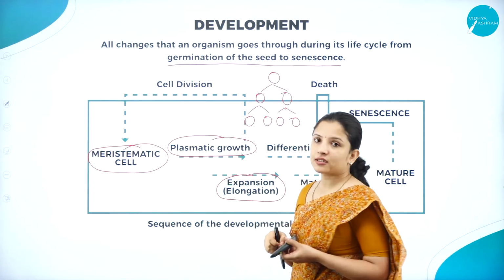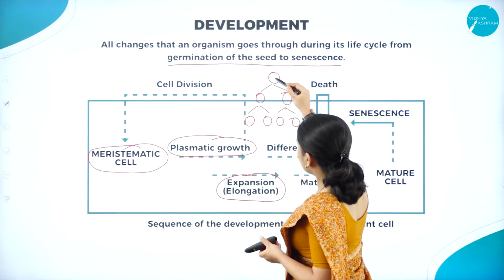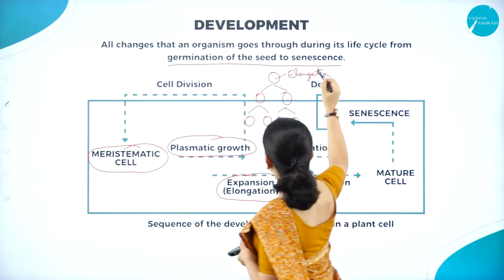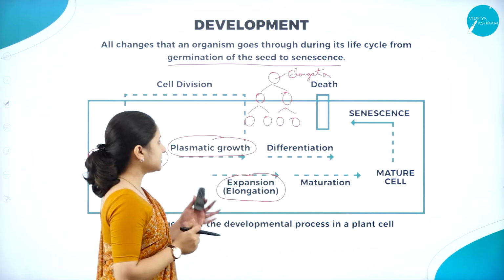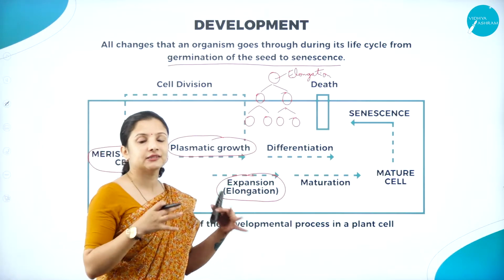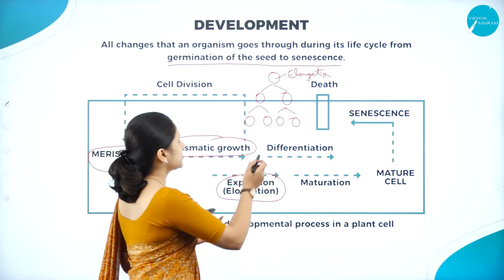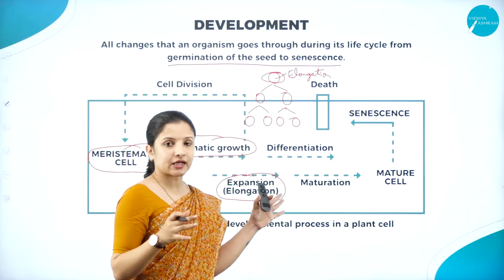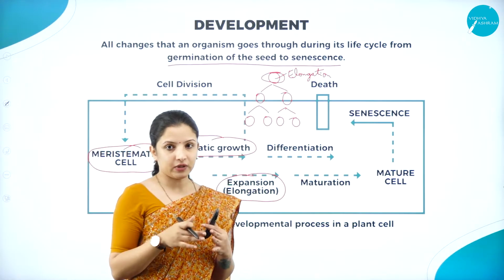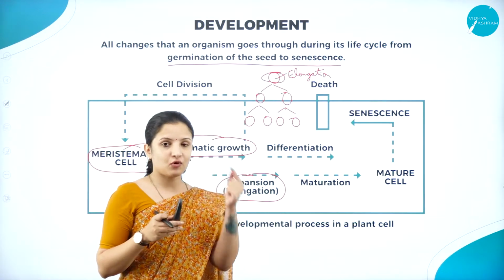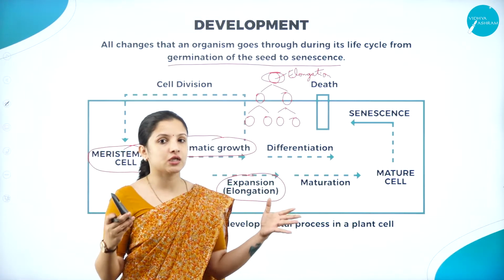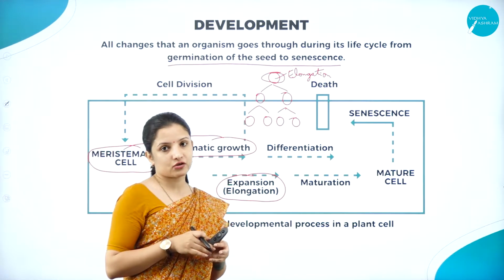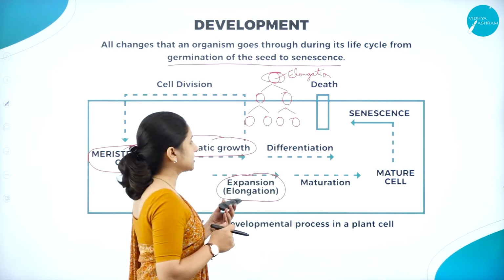But what about the cell that has already divided? These cells will enter into the elongation phase. So what happens in the elongation phase? As you can see here, in the elongation phase the plasmatic growth will occur. Therefore, expansion of the cell will result. So the cells will expand, like this, they will start to expand. And it is in the elongation phase that the increase in the size of the plant takes place. Imagine a small seedling: how does it develop into a huge tree? That is because of the expansion of the cells during the elongation phase.